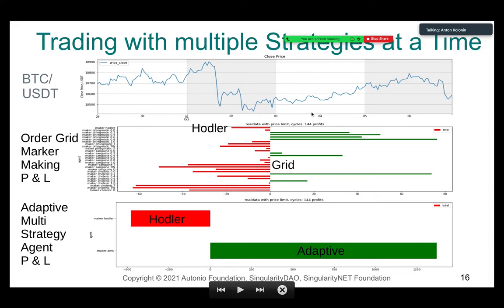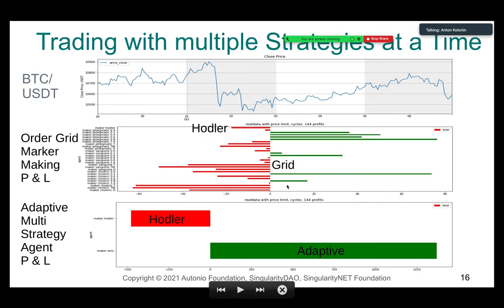Here we see some market history where the market is declining, and you can see that the hodler is getting losses. Red bars correspond to losses and green bars correspond to profits. Of course the hodler is losing because the market is going down. All the other bars are just different combinations of the spread and the order cancellation policy. You can see that more than half of the agents are getting losses, and less than half are getting positive returns.